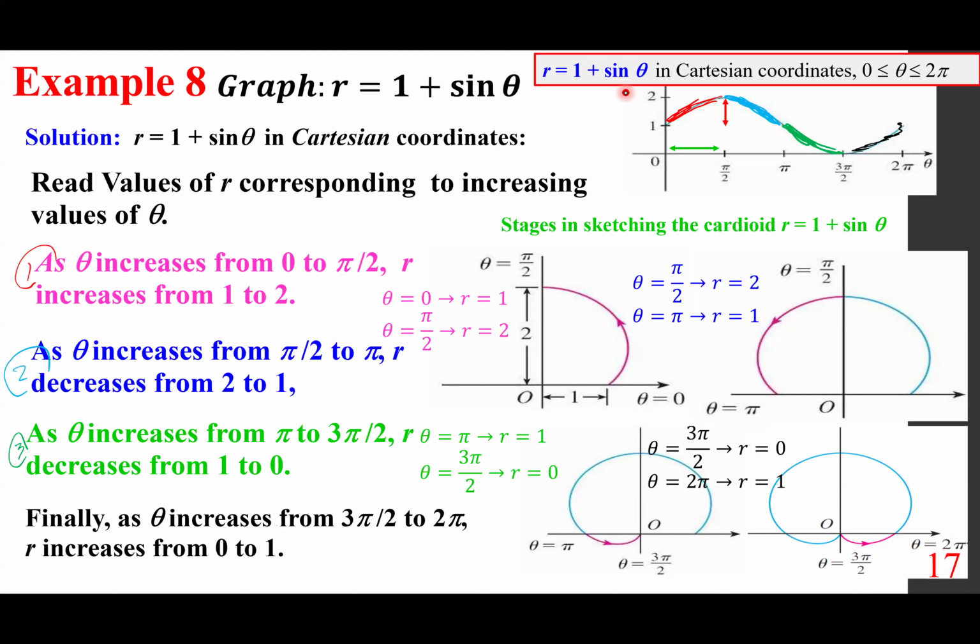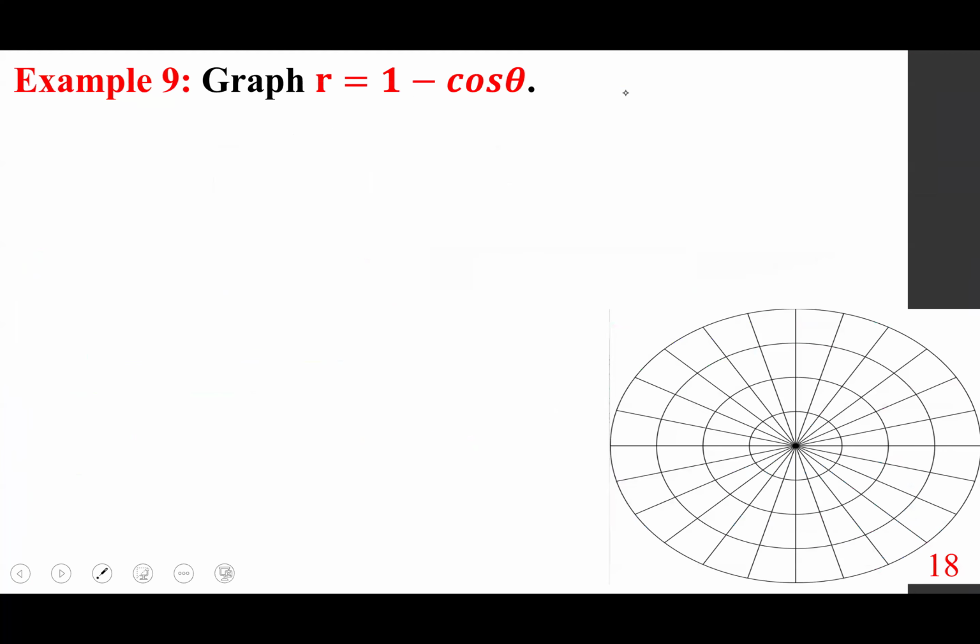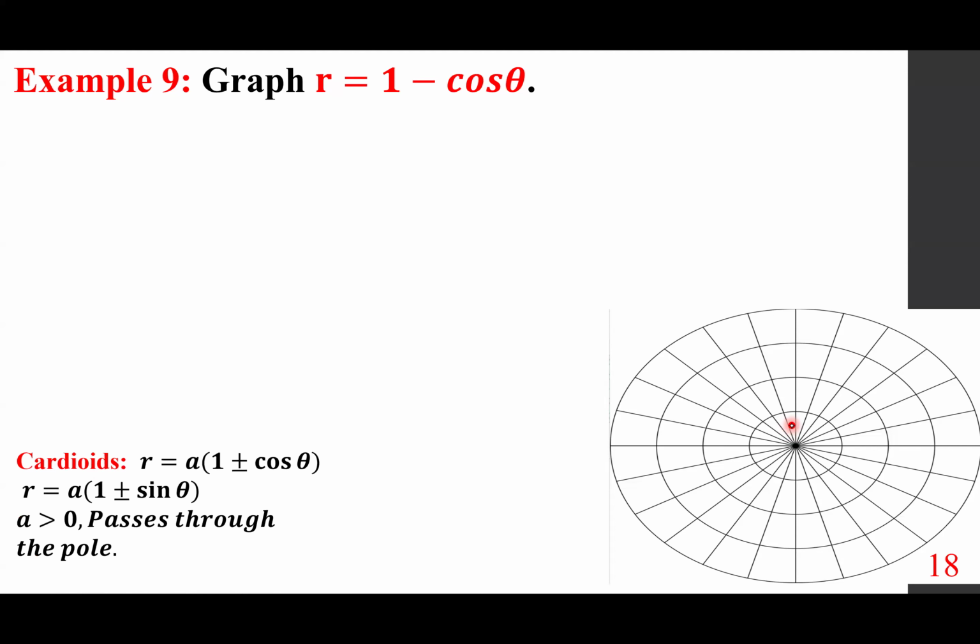Again, this is a different approach, everybody. Graph r equals 1 minus cosine theta. This is the grid. Again, cardioid. When r is a times 1 plus or minus cosine theta, or a times 1 plus or minus sine theta, and a is positive, the graph passes through the pole. That's it, cardioid.